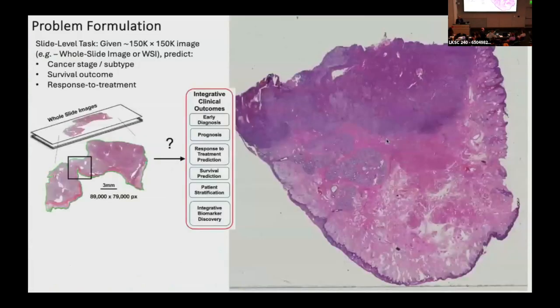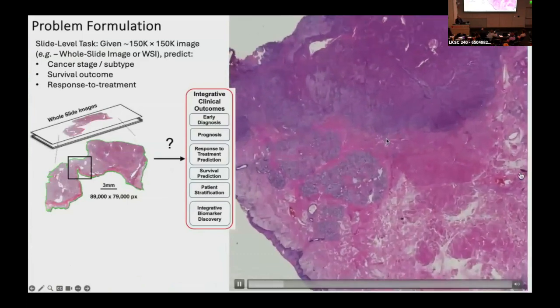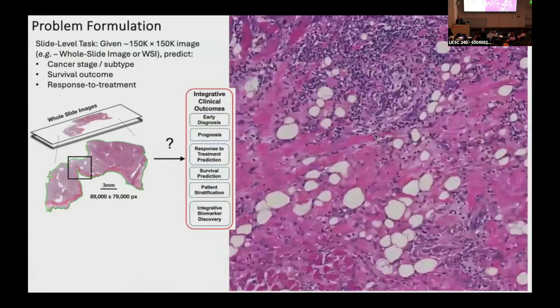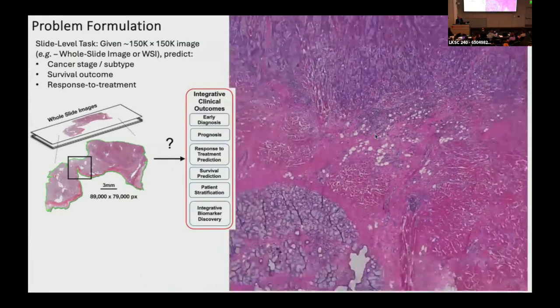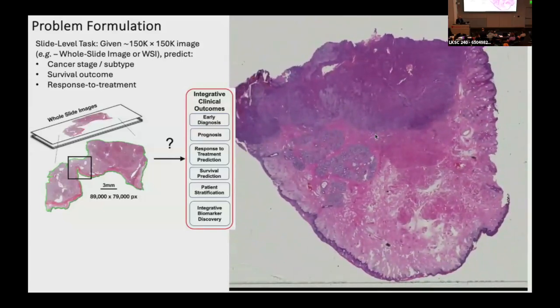So the problem that we are trying to target is that we try to use pathology whole slide images and try to use these images to essentially get to everything in the red box here. So we want to aim for early diagnosis, prognosis, prediction of response to treatment, outcome prediction, patient stratification, integrative biomarker discovery, and so forth. And the problem that we are dealing with is challenging because it's inherently a weakly supervised problem. So we have large whole slide images.